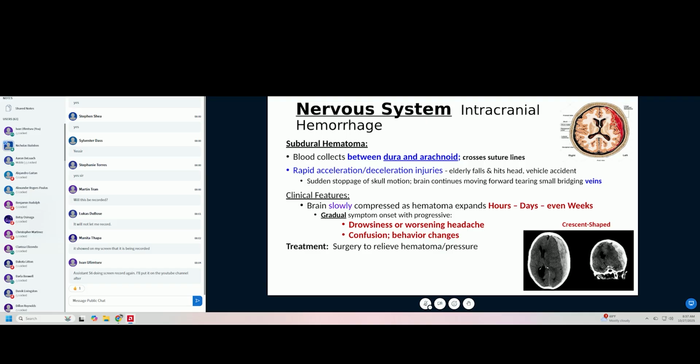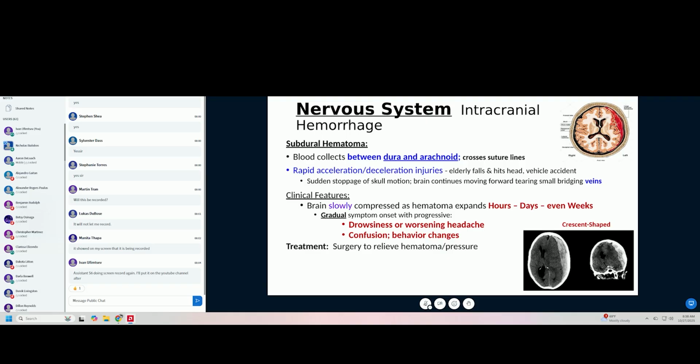But it's still going to cause very similar symptoms as that pressure starts to increase, of increasing intracranial pressure. They're going to have a headache that's getting worse. They're going to feel drowsy, confused, irritable. But it's typically a more gradual onset. It's not as quick as the epidural hematomas.